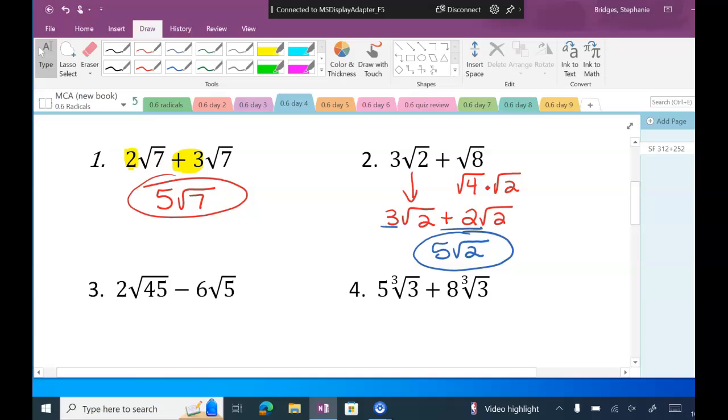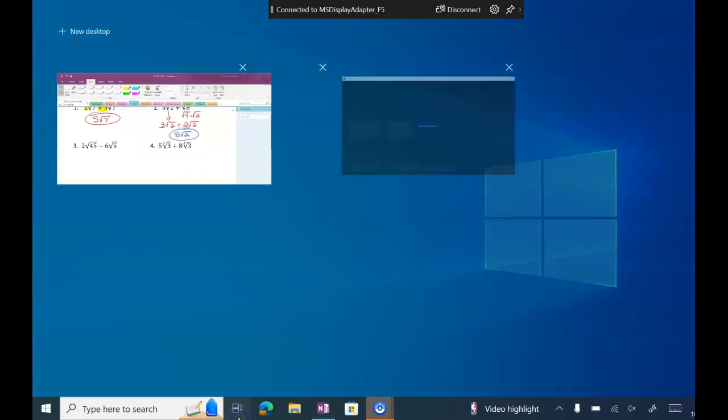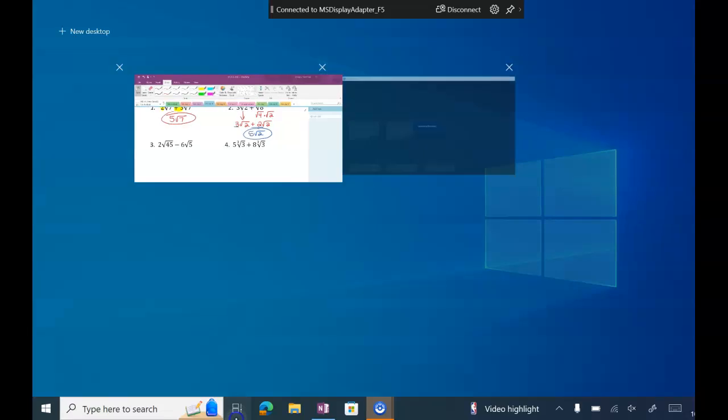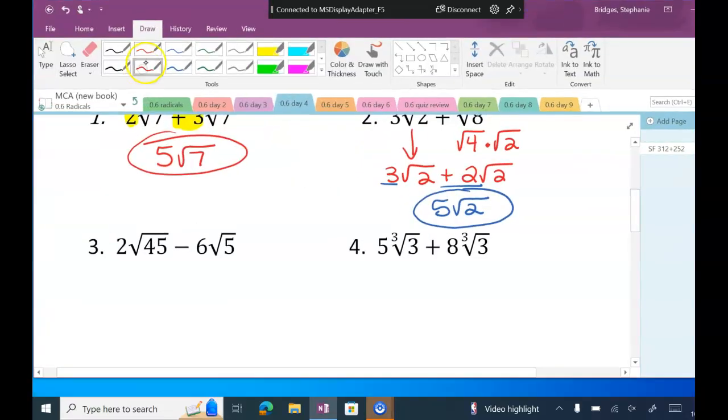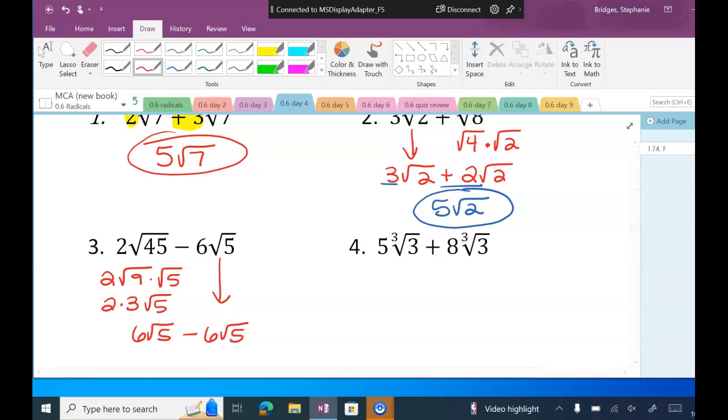What perfect square goes into 45? 9. So we're going to hang on to that 2 for now. We're going to split 45 up into the square root of 9 times the square root of 5. Square root of 9 turns to 3, which is going to give me 6 square roots of 5. And that second one doesn't simplify, so I'm going to bring that down. Do we have the same radicand now? So we're going to do the coefficients. What is 6 minus 6?